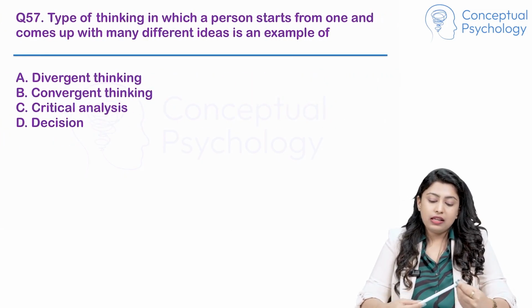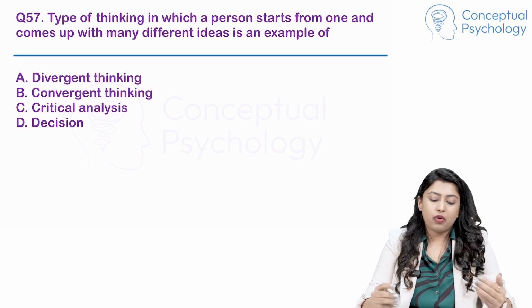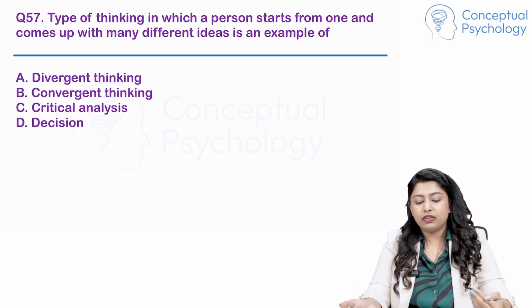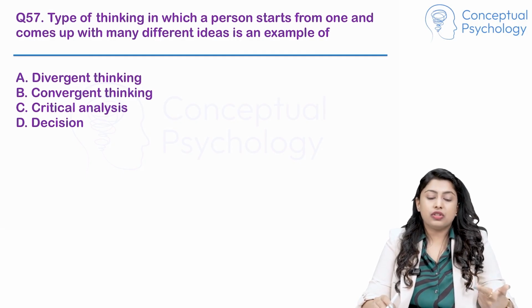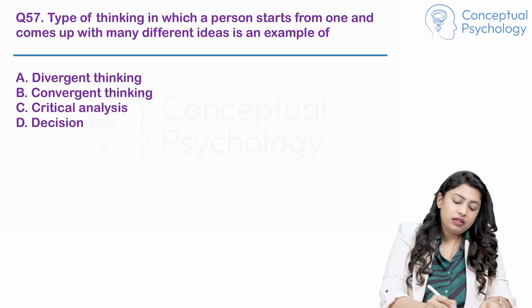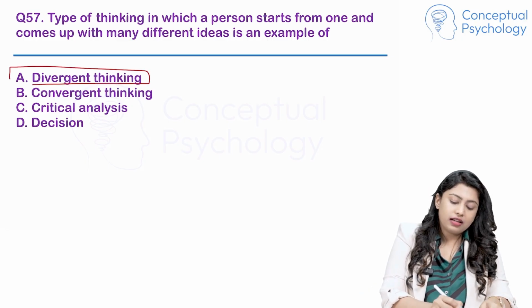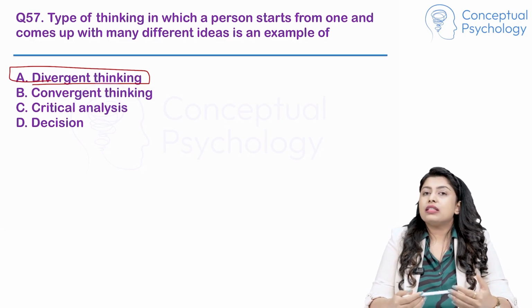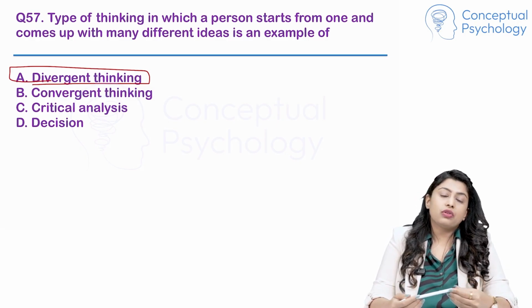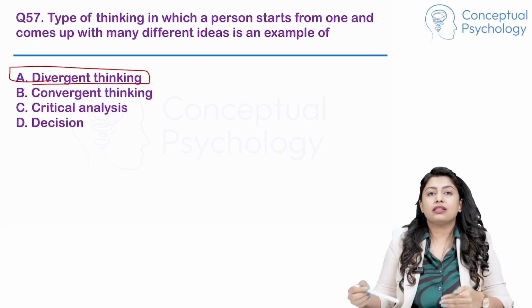Question 57. The type of thinking in which a person starts from one and comes up with many different ideas is an example of: divergent thinking, convergent thinking, critical analysis, or decision. Here the correct answer is divergent thinking. Divergent thinking involves generating multiple creative solutions or ideas from a single starting point.